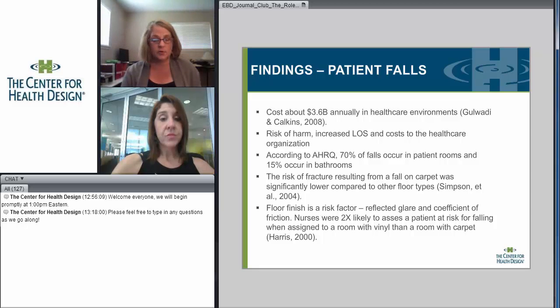Some of the other research that came from the search looked at the fact that 70% of falls occur in patient rooms, 15% in bathrooms. I think those numbers are a little squishy, because my guess is falls that don't require medical attention may not be reported the same way that those that require other attention for recovery.